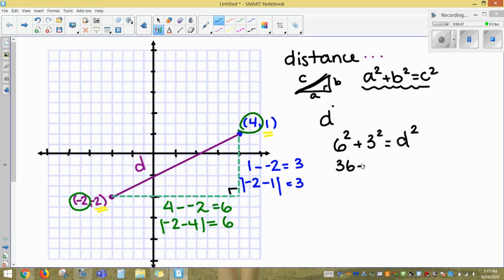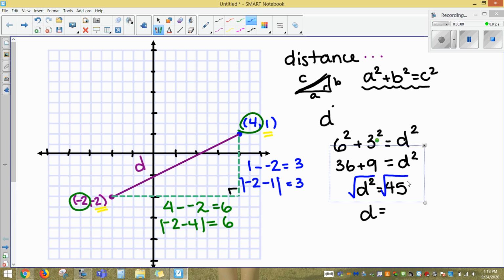So order of operations says first I'm going to square them and then I'm going to add them together. And I know that the distance squared is 45. Now, if I want to find the distance and solve this for d, my shortest path to that is to take the square root of both sides.